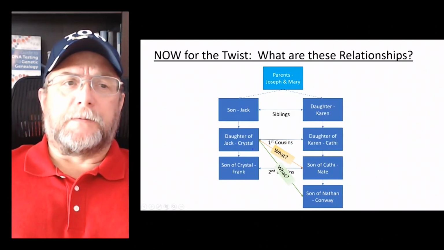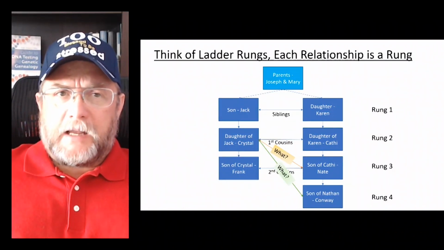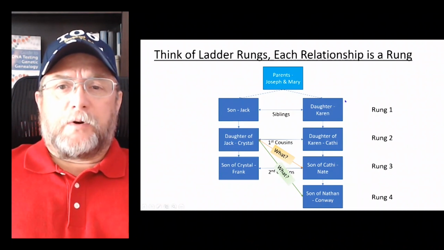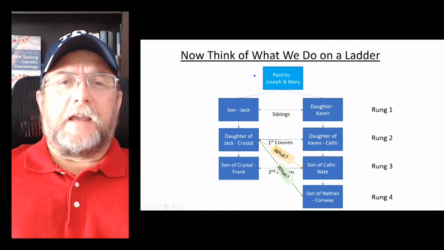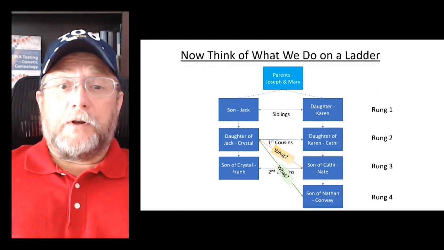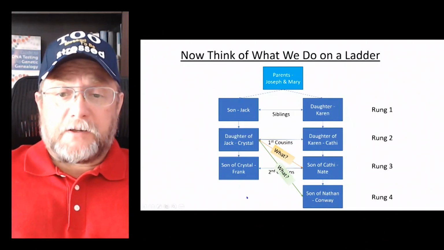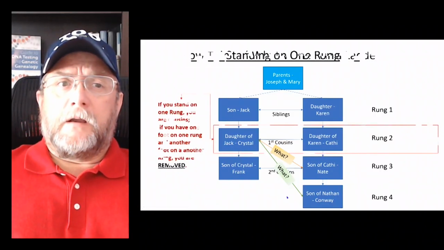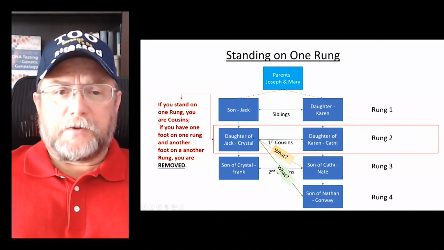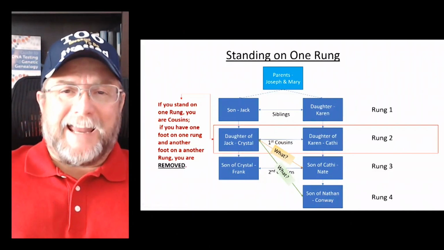What are those relationships? Think of our family relationship as a ladder, and the rungs, each relationship is a rung. So you have the siblings as one rung, first cousins are another rung. Now think of what we do on a ladder. We typically stand on one rung and work on things. Well, when you do that, again, rung 1, rung 2, rung 3, and if there was a relationship here, rung 4. If you stand on one rung, you are cousins. So basically, first cousins, Crystal and Kathy are first cousins. That's the second rung here. Siblings are the first rung in this example.